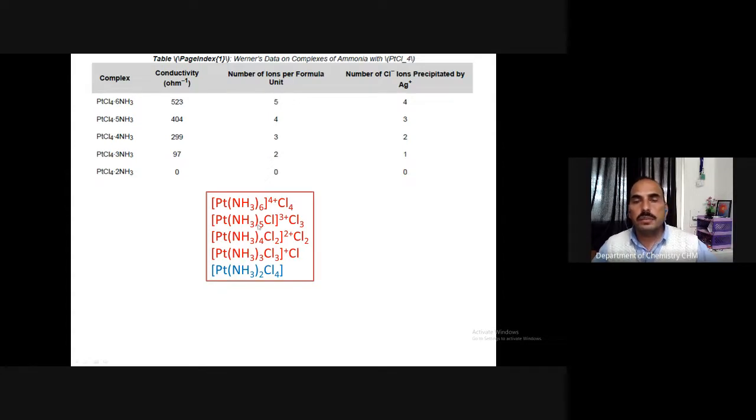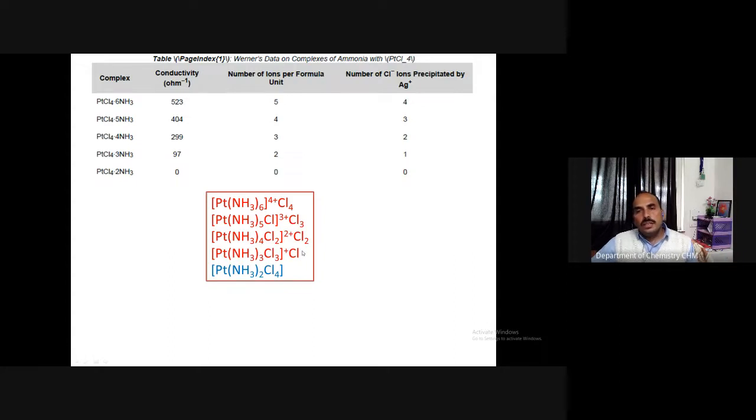Then platinum has 5 NH3 and 1 Cl inside, and 3 Cl outside, with 3 plus charge. So if you have 3 plus 1, the cation is only 1, the charge is only 3 plus, right? So there are 4 ions here, and 3 chloride ions are precipitating out. You can see over here, only the chloride ions which are outside the coordination entity are accessible, so they can be precipitated out as AgCl.